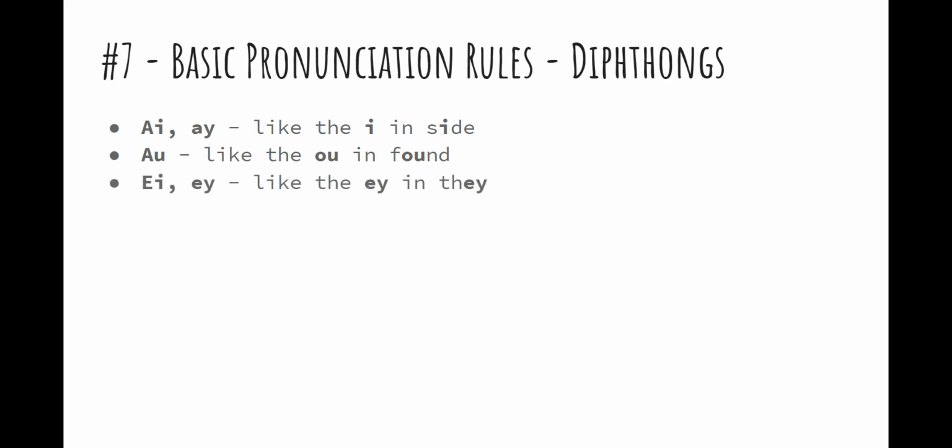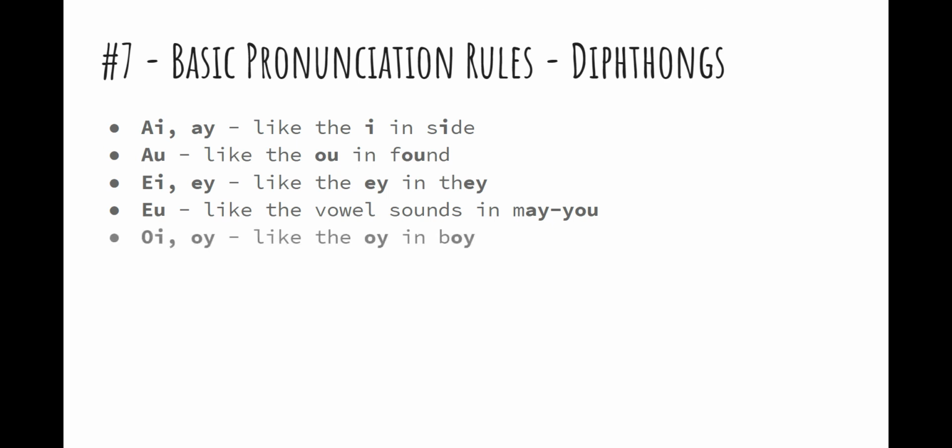Then you have the English EI or EY. That's going to be like the A sound as in they. EU, like the vowel sounds in A and U, kind of smash that together. Then you're going to have the OI or OY, using English names for those vowels. That's going to make the oy sound as in boy.